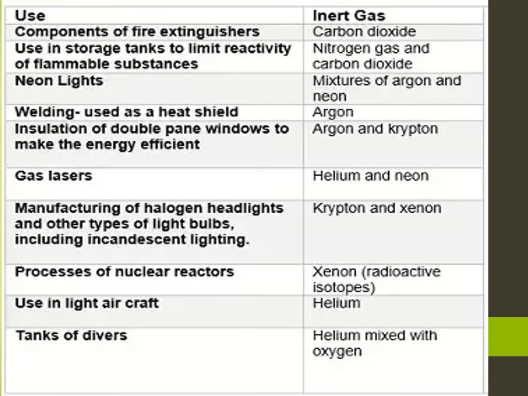Okay, the uses of the noble gases. The noble gases are used for many purposes. I will tell you one by one. First of all, helium. This uses of noble gases is an important question. You should go through it.